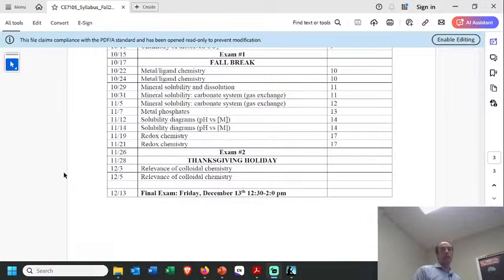Then we'd have fall break, and then really get into metals chemistry and different aspects that affect how metals are dissolved in water. Again, think of this class as the tools we need to properly perform water treatment. Well, metals are one of the big things we want to deal with, and they relate to different inorganic aqueous chemistry topics. Solubility, of course: we often care a lot about the solubility of metals because if we can precipitate them, that's one way to remove them.